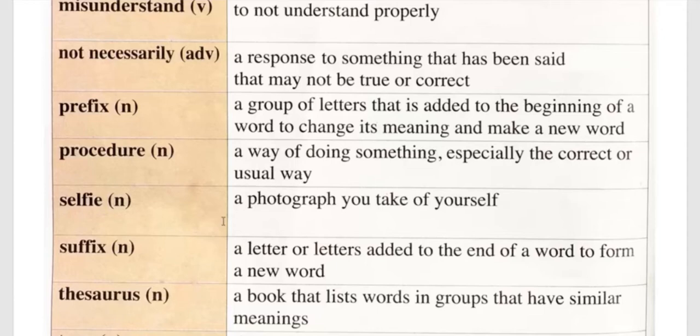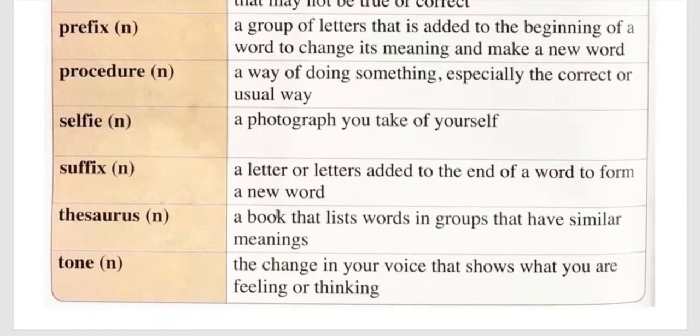Selfie, a photograph you take of yourself. Right? We have thesaurus, right? Thesaurus here, a book that lists words in groups that have similar meanings. Tone, the change in your voice that shows what you are feeling or thinking.